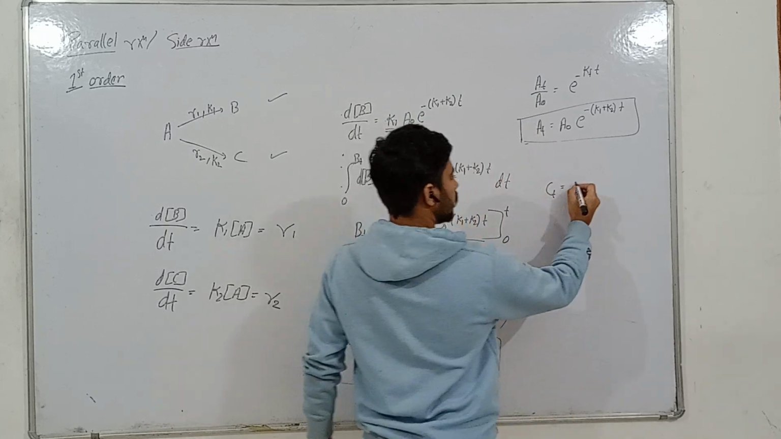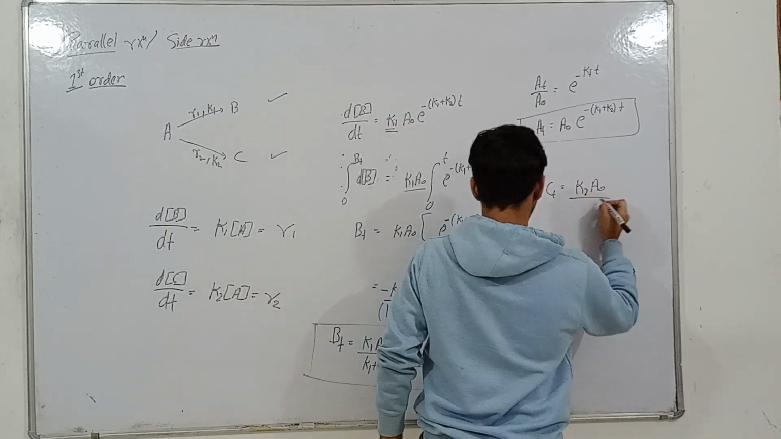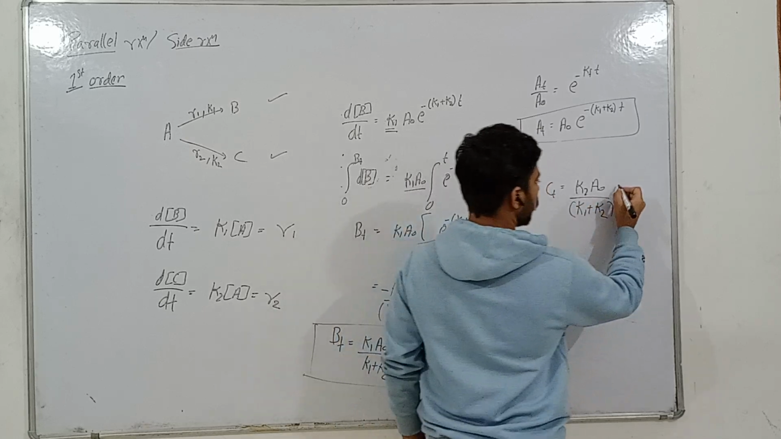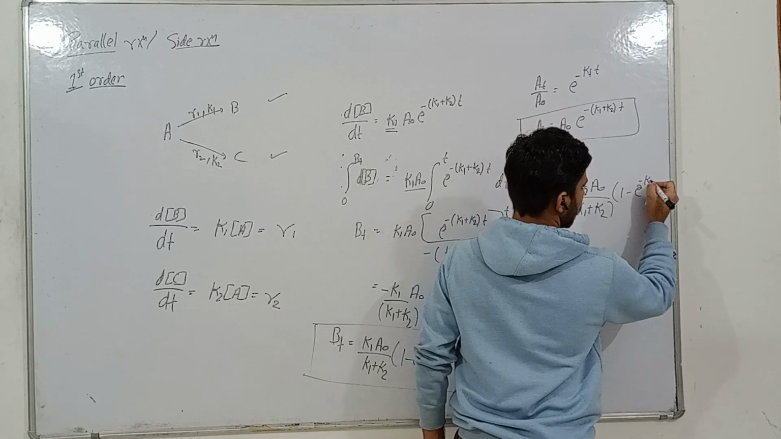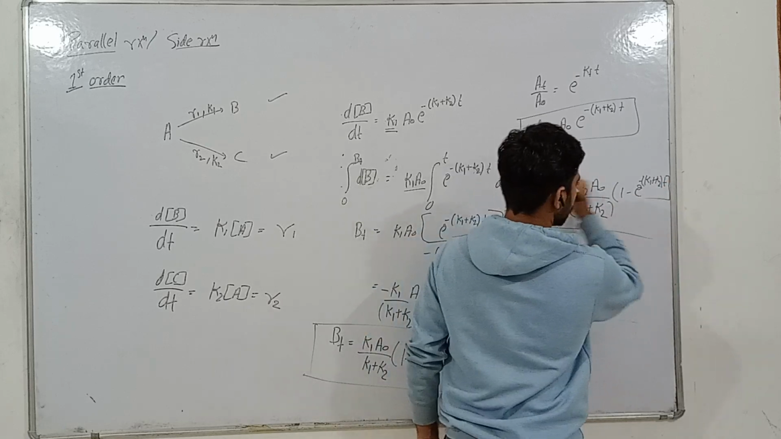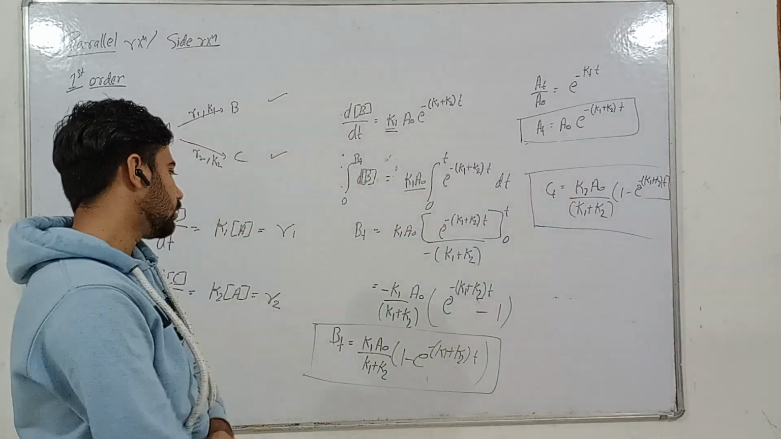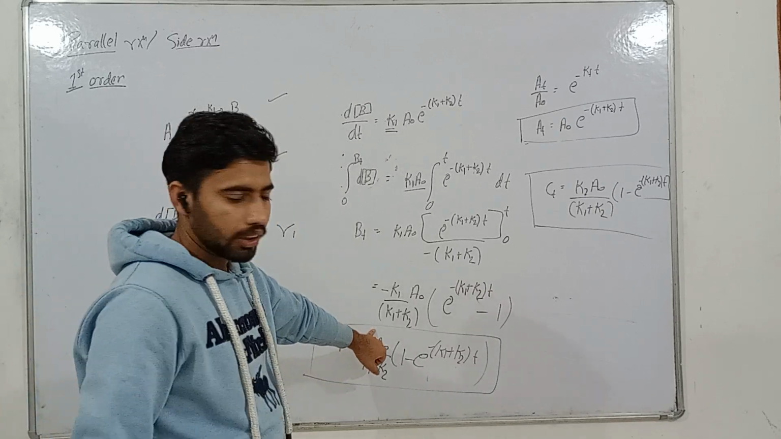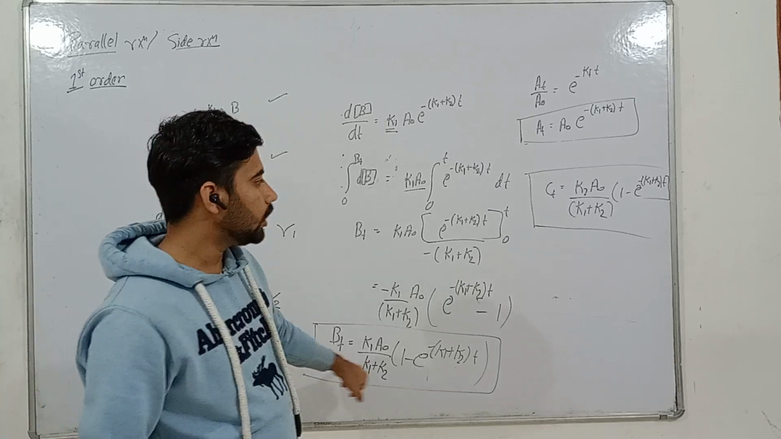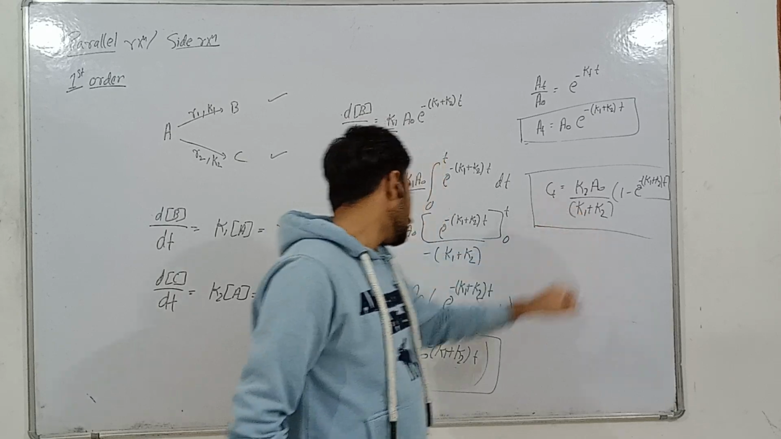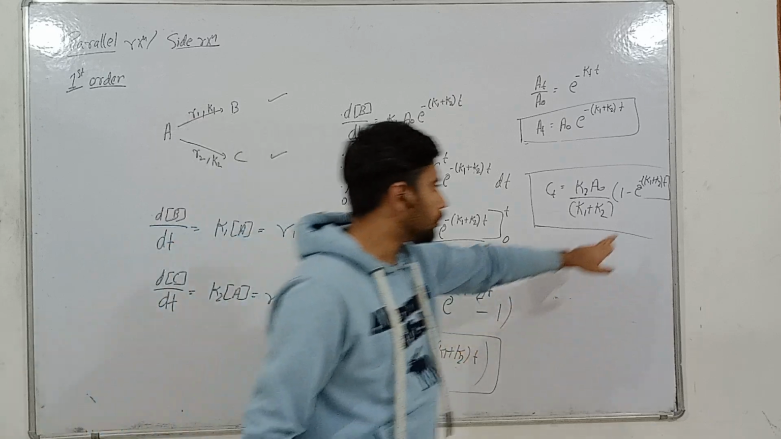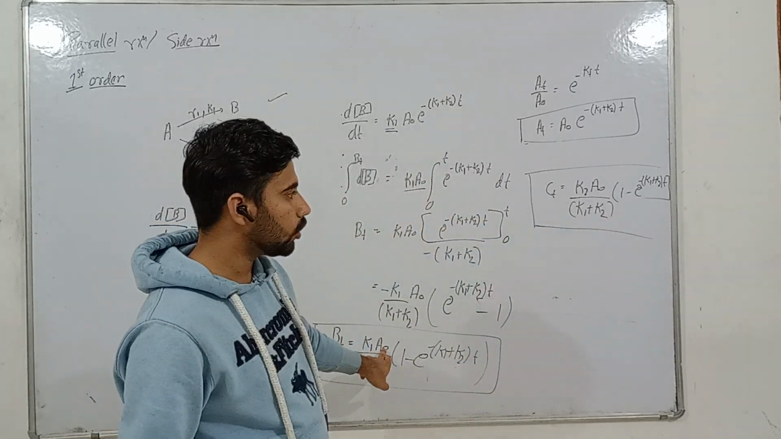[C]t equals k2 into a naught upon (k1 plus k2) into (1 minus e to the power minus (k1 plus k2) t). That is the concentration of c at any time t. If the concentration of a at t equal to 0 is given as a naught, then we can calculate the concentration of b at any time t, and also the concentration of c at any time t. If we divide the concentration of b by the concentration of c, the a naught will cancel out.